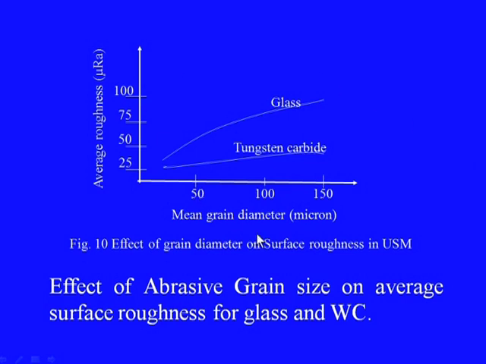This particular characteristic is shown for tungsten carbide material and for glass material. Glass is still a brittle material, relatively more brittle than tungsten carbide, and therefore it shows an even poorer surface finish with increasing diameter of the abrasive particles. But tungsten carbide, being relatively less brittle, shows a somewhat better response towards higher grain size even.